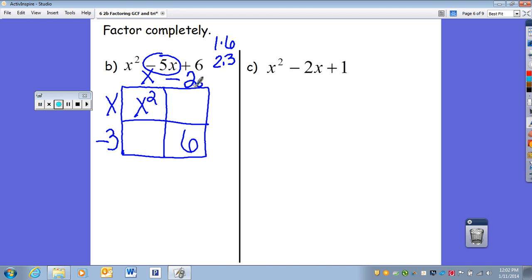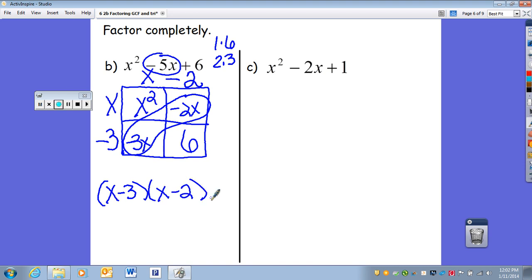Now let's check to be sure. Negative 3 times x is negative 3x, and negative 2 times x is negative 2x. So when I add these two together, negative 2x and negative 3x, that gives me a negative 5x. So my factors, my two binomials that I multiplied together, are x minus 3 and x minus 2.